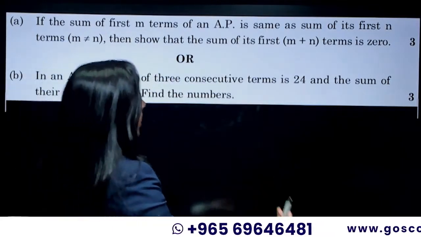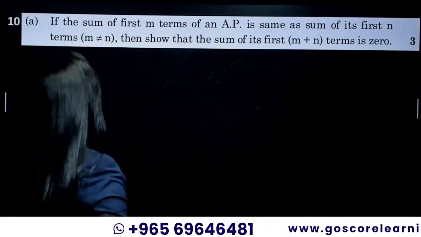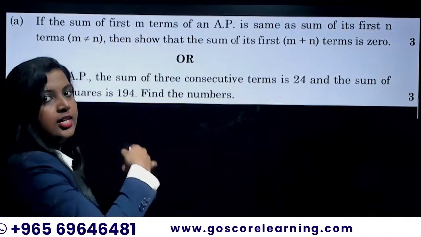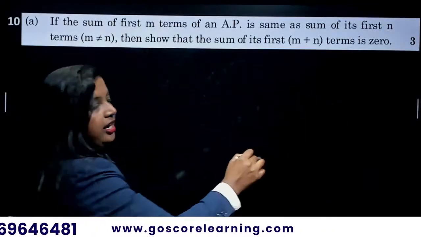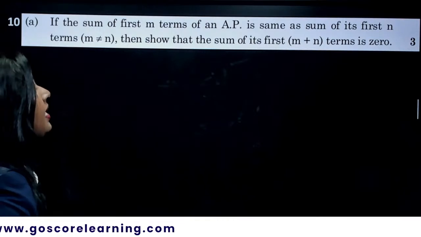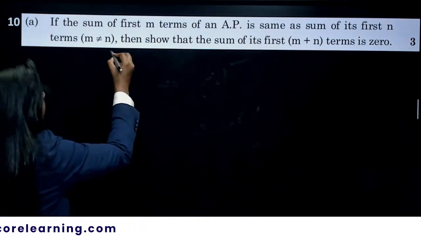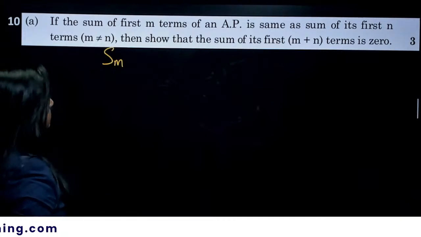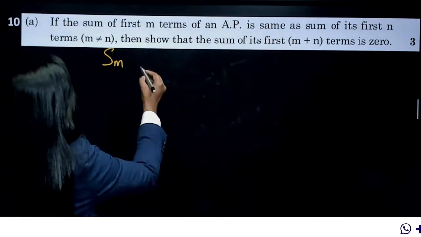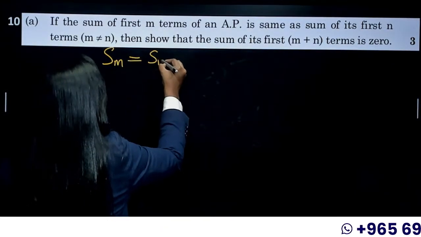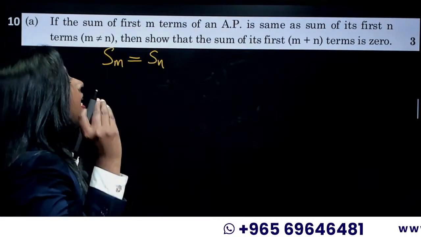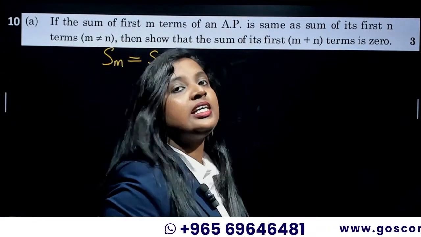Okay, next question. Again, a 3-mark question. If the sum of first m terms of an AP is the same as the sum of first n terms, that is Sm is equal to Sn, then show that the sum of its first m plus n terms is 0.